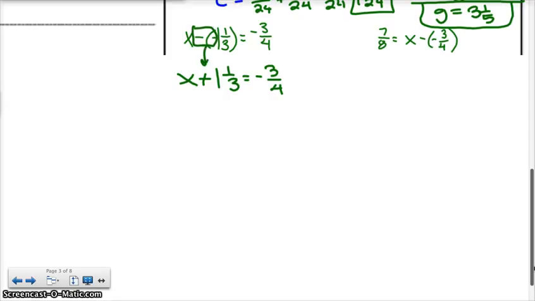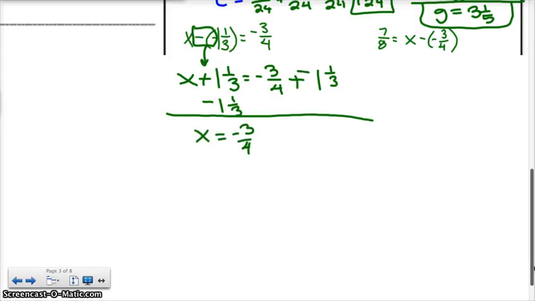Now I can subtract. So I'm going to subtract 1 1/3, subtract 1 1/3. Looks so complicated. X equals negative 3/4. I'm going to turn this to plus a negative, plus a negative 1 1/3. Ooh. No, it's not. 12, negative 9, 4.